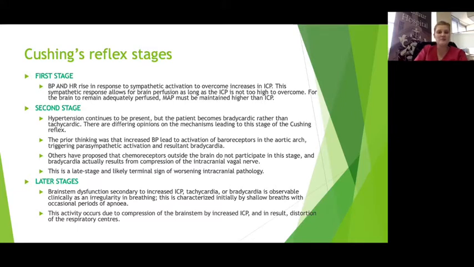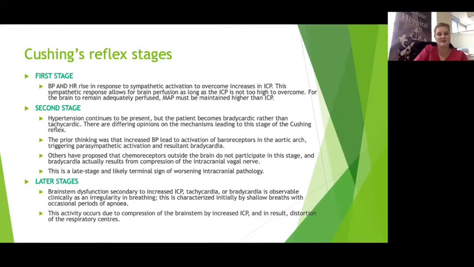But there have also been some papers published proposing that chemoreceptors outside the brain don't actually participate in this stage, and the bradycardia actually results from compression of the intracranial segment of the vagus nerve. And also just to realize it's a late stage when you start to see this. It's usually a terminal sign, with imminent brain death probably to follow soon after.